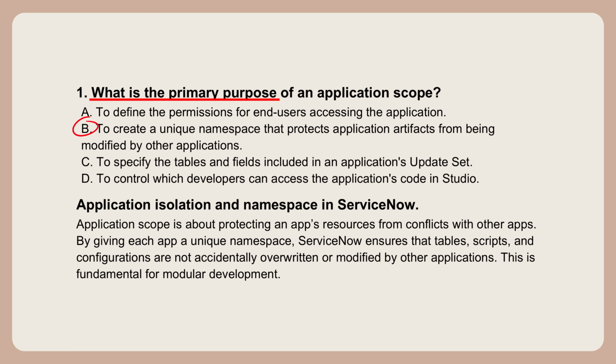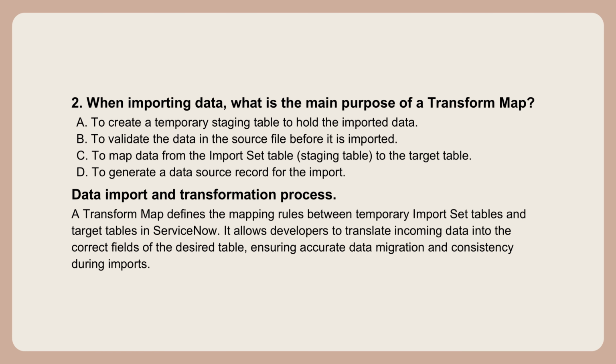Boundaries are good. Right, but an application needs data, doesn't it? Always. And getting data in correctly, efficiently, especially from outside sources, that's another big challenge. Which brings us to our next question, which is really interesting. It's about data import. When importing data, what is the main purpose of a transform map? Here are the options. A, create a temporary staging table. B, validate source file data before import. C, map data from the import set table to the target table. Or D, generate a data source record.